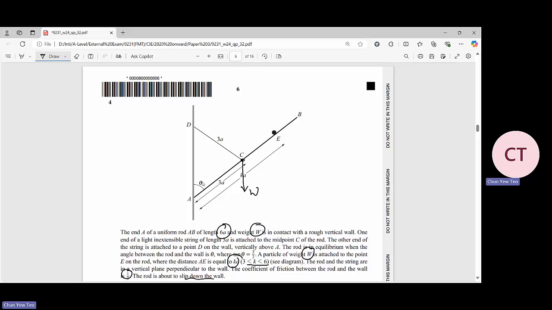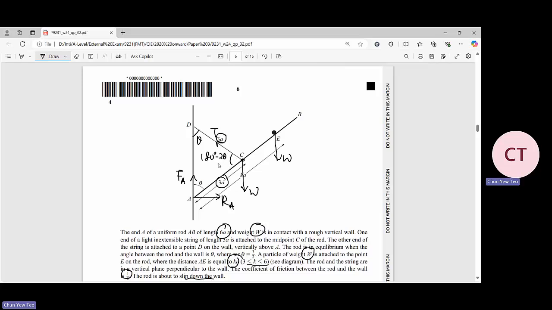So over here, the rod is about to slip down, which means the frictional force will go up. And this is the normal contact force, RA. And this is the force W. This is the force T. And you can see that the length here and the length here are the same, which means that the triangle over here is isosceles. So if it's isosceles, then this will be theta. And the angle over here will be 180 degrees minus 2 theta.